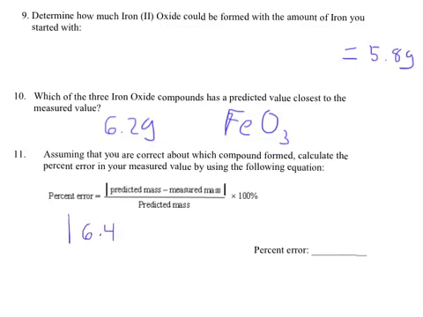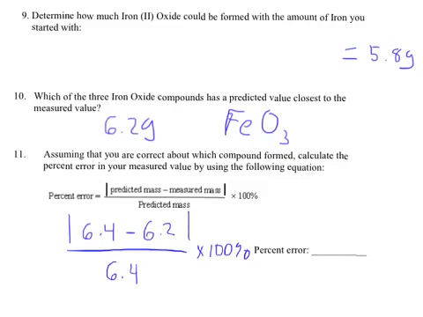I'm going to take the absolute value, minus, what did I actually measure? Well, on the front side, I actually found that I ended up with a mass of 6.2 grams, so that's my measured mass, 6.2. Take the absolute value of that and divide it by the predicted, and the predicted in this case would have been the 6.4 that I found on the back, and I'm going to multiply that by 100%, just so I can express it in those terms.